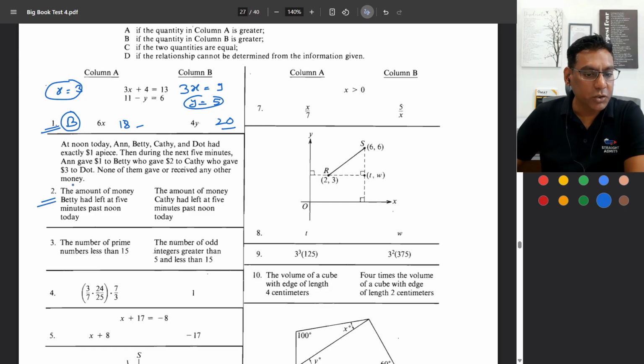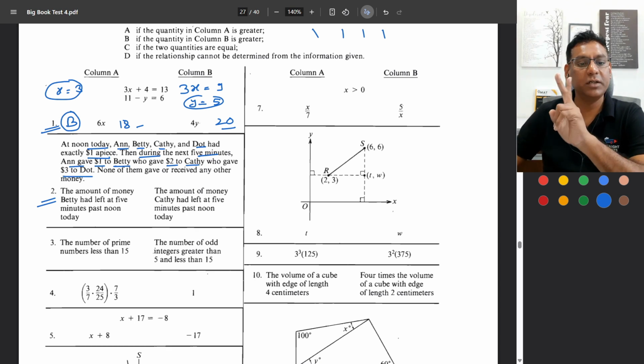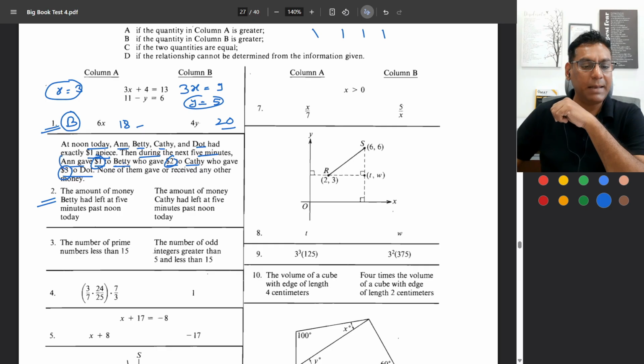Okay, question 2. At noon today, A, B, C, D had exactly $1 apiece. Okay, so let's say they had $1 each. During the next 5 minutes, A gave $1 to Betty, who gave $2 to Kathy, who gave $3 to Dot. Okay, so they are basically passing on an amount of money. They are passing on increasing amounts of money, right? Let's just plot it. What happens after the first transaction?